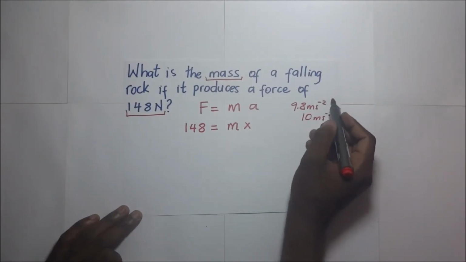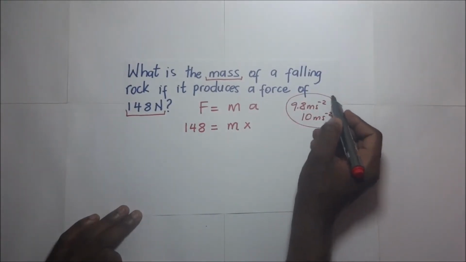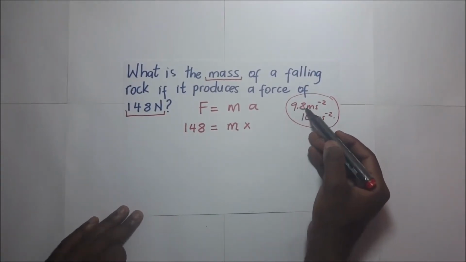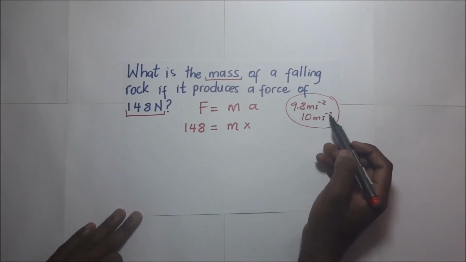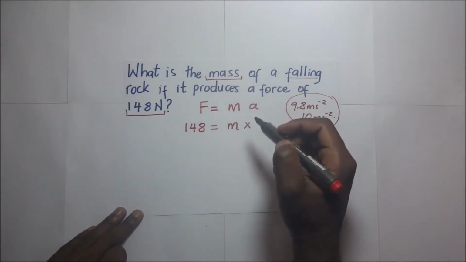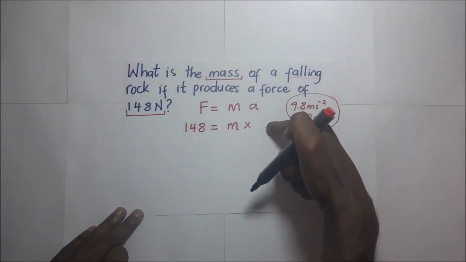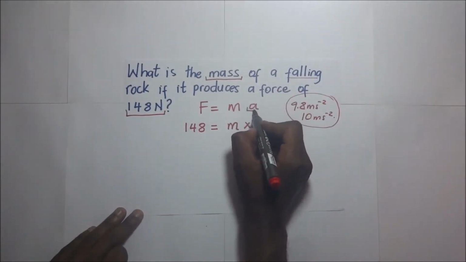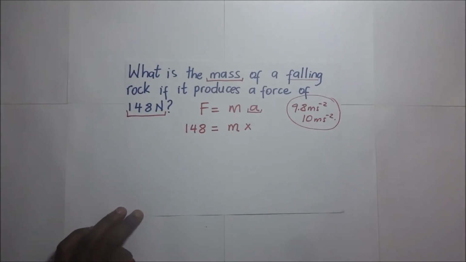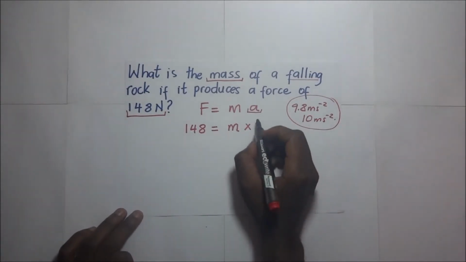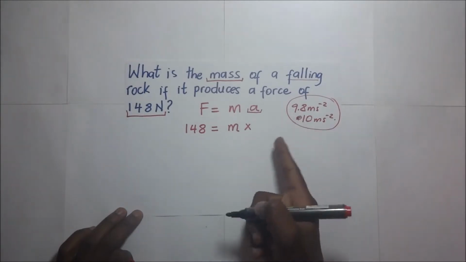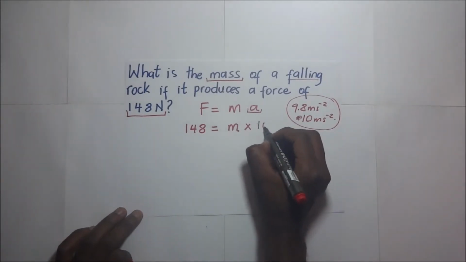Now in most of the questions that you'll be asked in examinations, they'll always specify what figure to use. You can either use 9.8 meters per second squared or 10 meters per second squared. Since this rock is falling, it means it is falling under the influence of gravity, and so the acceleration we shall use here will be the acceleration due to gravity. And we shall use 10 for this case. So it is m times 10.